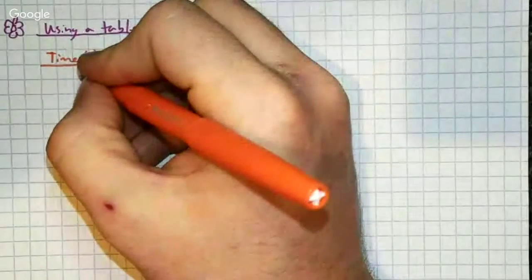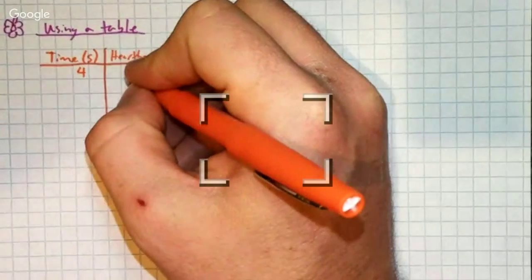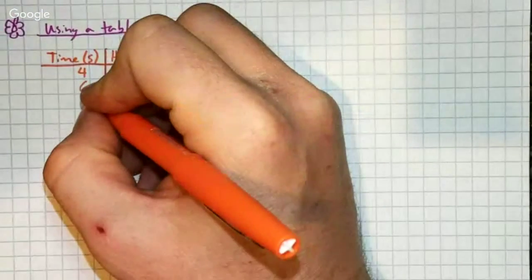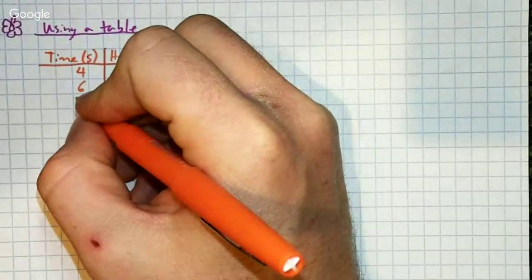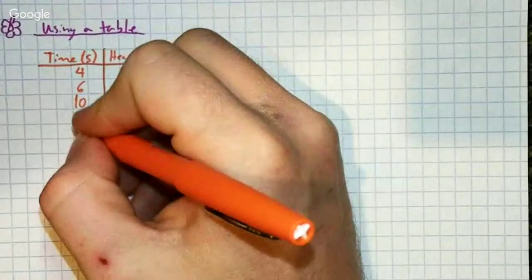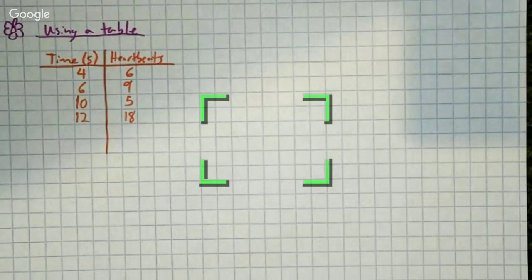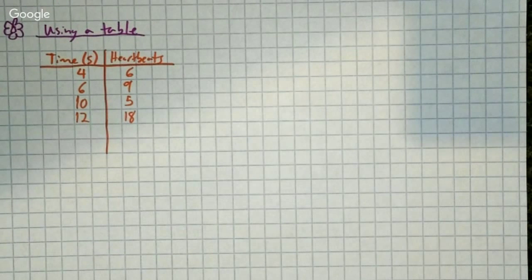So we'll start with 4 seconds. The heart will beat 6 times. 6 seconds, 9 times. 10 seconds, 15 times. And 12 seconds, 18 times. Now, if we have a table, the great thing about a table is that it easily gives us points on a graph.